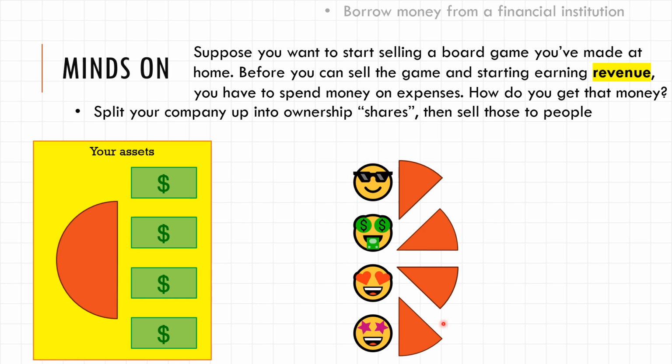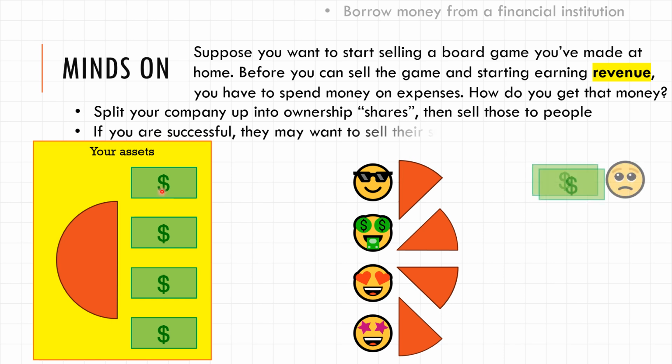Now, these people might decide, this was actually a pretty good deal. This board game is making a lot of money. This company seems like it's more and more valuable. They might actually want to sell their shares to someone else. Somebody else might say, I want a piece of this action, but there's no more shares available to buy. So they may go to one of the investors and they might say, hey, I'll offer you some more money, more than what you paid for your share of the company.